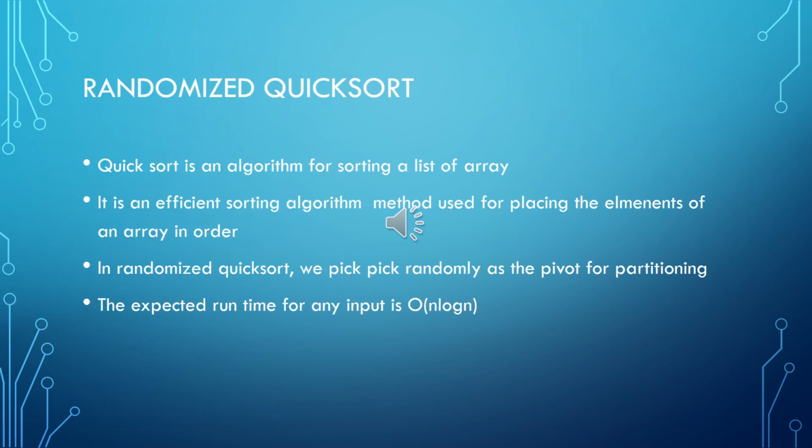Randomized quicksort. Quicksort is an algorithm for sorting a list or array. It is an efficient sorting method used for placing the elements of an array in order. In randomized quicksort, we pick a pivot randomly for partitioning, and the expected runtime for any input is big theta of n log n.